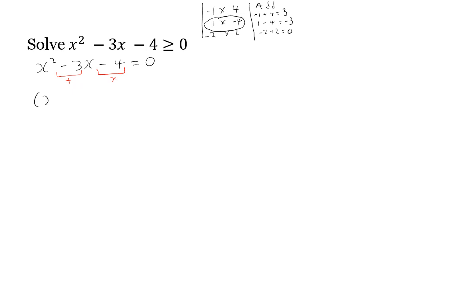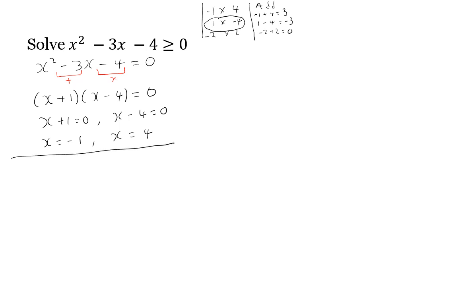So we can just write x plus 1, then x minus 4, equals 0. To solve this, we write x plus 1 equals 0, or x minus 4 equals 0. To find x, we subtract 1 from both sides, then we'll have x is equal to minus 1. And for this one, we can just add 4 to both sides. We'll have x equals 4. These are sometimes called critical points.